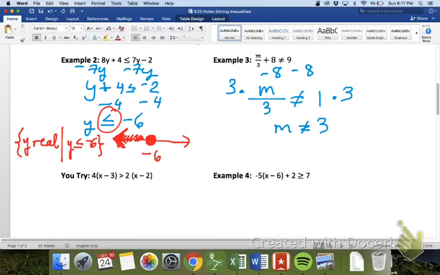So when I go to write my solution set in set notation, it's very similar to what we just did. It's going to be m is real, and m does not equal 3.